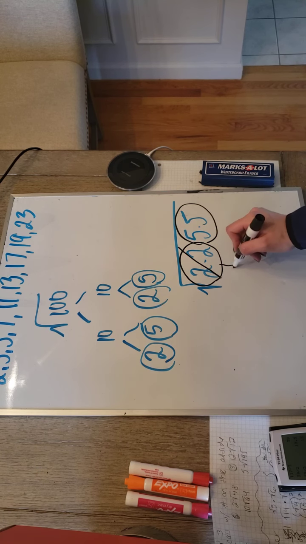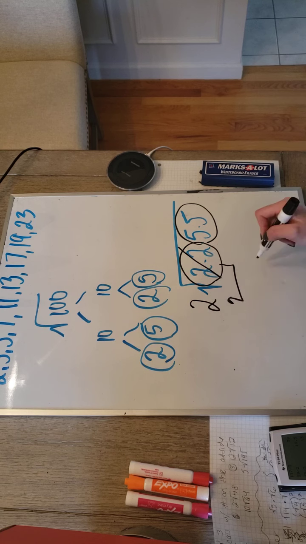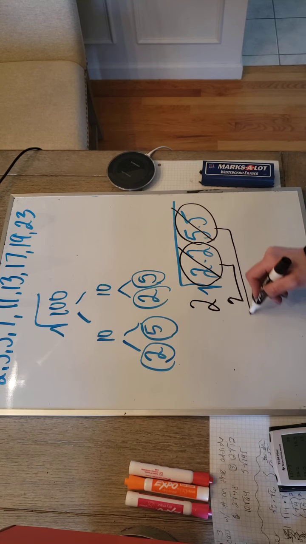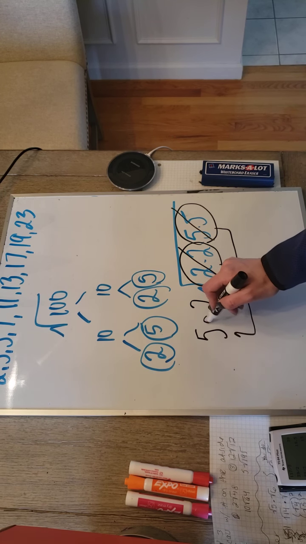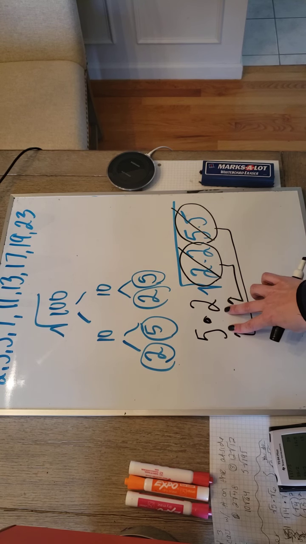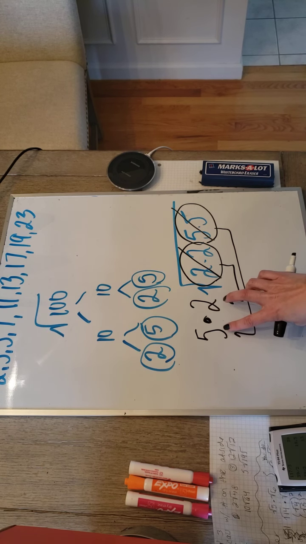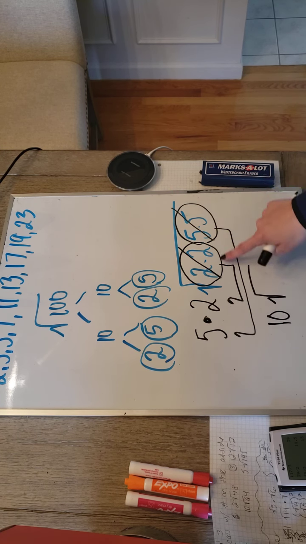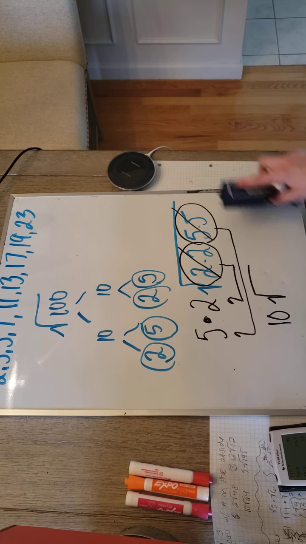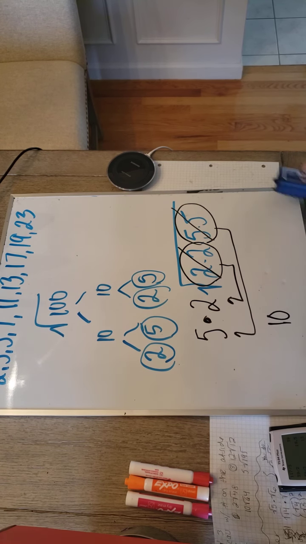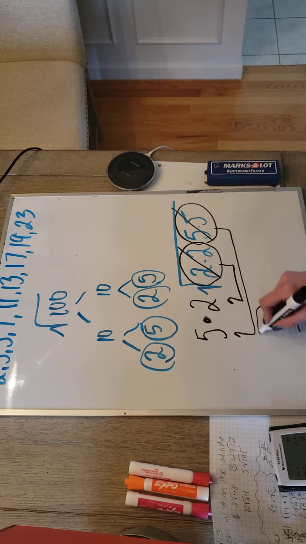When you cross off a circle, one comes out, and don't forget these two numbers are being multiplied. 5 times 2 is 10, and that's on the outside of the radical. Is anything left under the radical? No, it is not. So you are going to take this radical symbol away, and 10 is your answer.